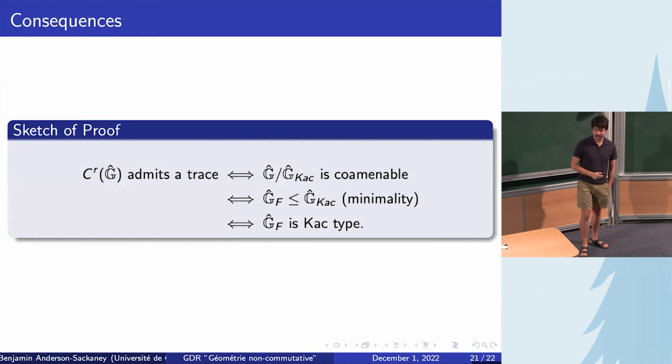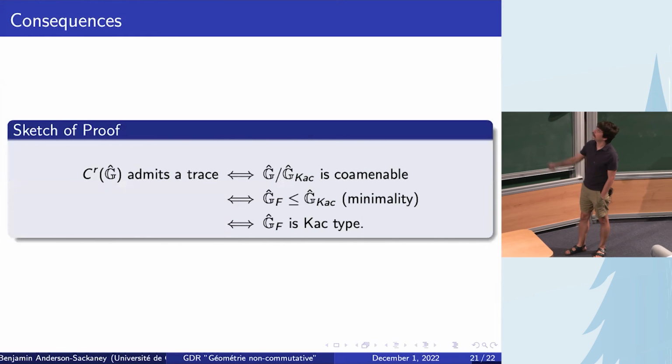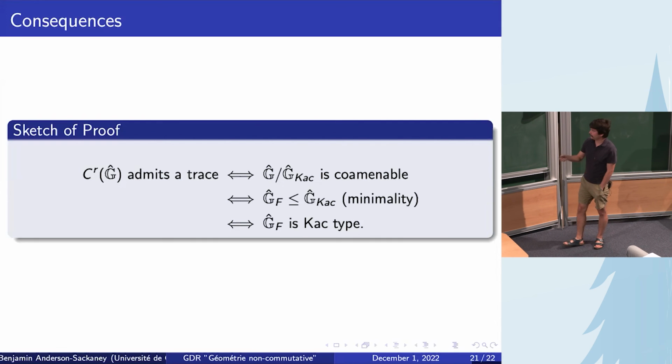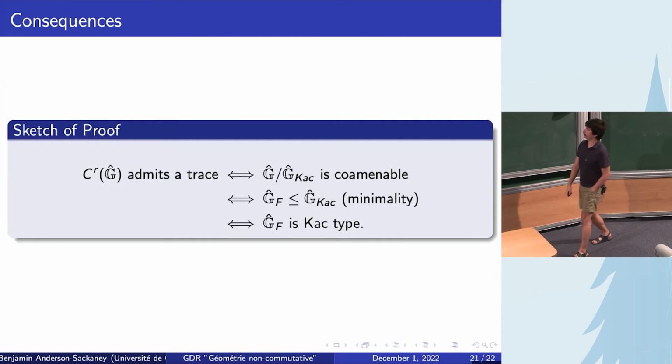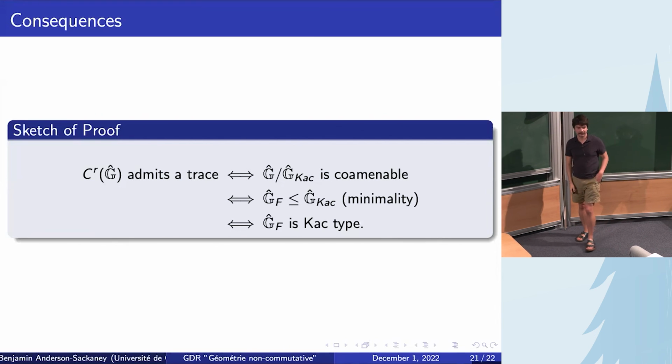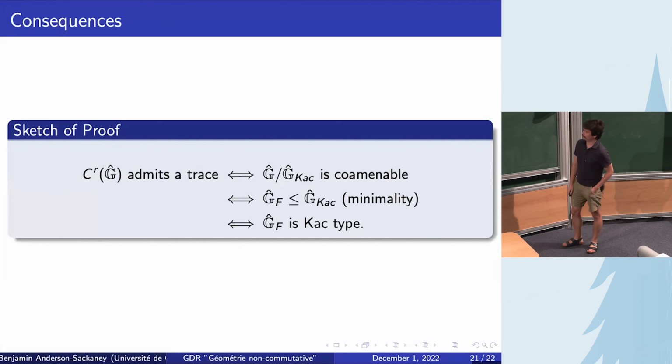And the proof is really simple, and this is what it is. This admits a trace if and only if this quotient by the canonical Kac quotient is co-amenable. That's not too bad to prove if you know some of the basic theory here. By minimality, GF hat is a quantum subgroup of G Kac, and then more or less by definition, this forces it to be Kac type. So it's a pretty simple argument.